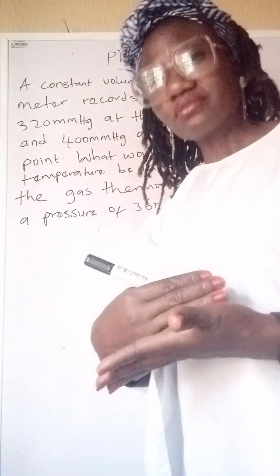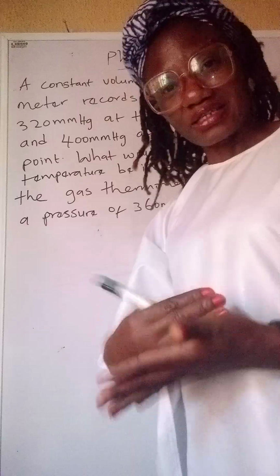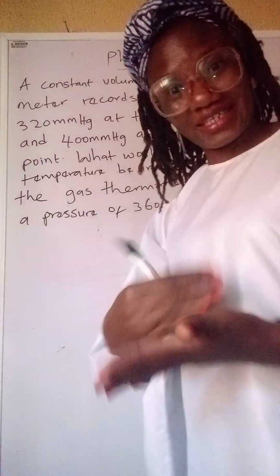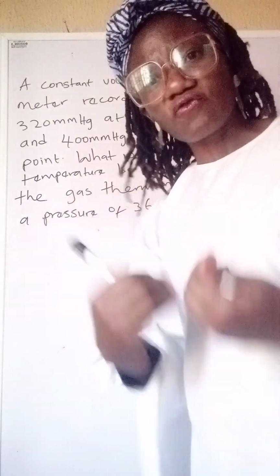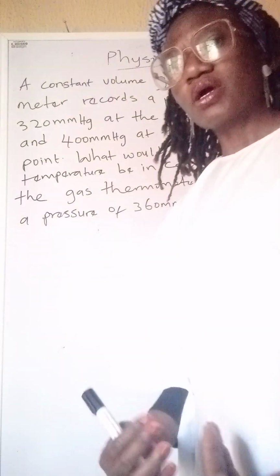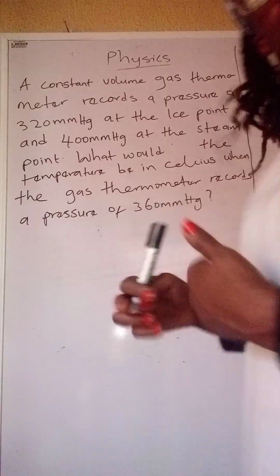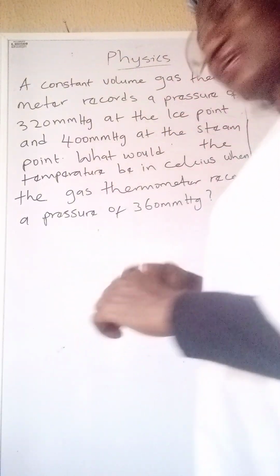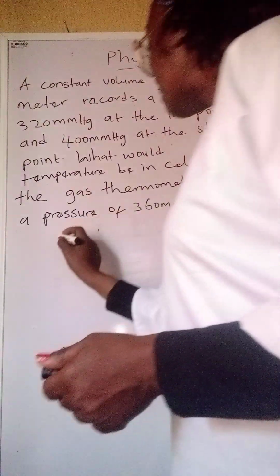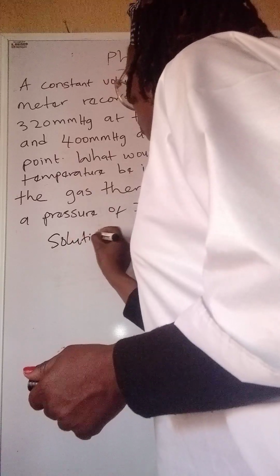I've been saying this, I will still say it again: you use the known to find the unknown. Now, what we have in the question is the temperature in Celsius scale. We know the Celsius scale. Okay, so let's start with what we know, and we complete. We have the solution.